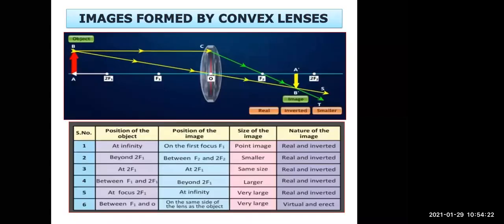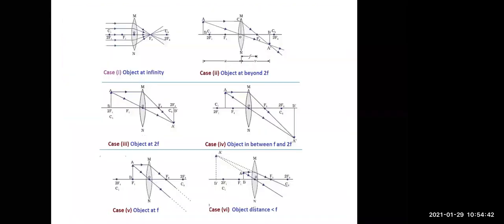Then afterward, the second case: beyond 2F1. Here, if the object is beyond 2F1, then the position of the image will be between F2 and 2F2, the size of the image will be smaller, and the nature of the image will be real and inverted. So let's see how it happens. Now if the object is beyond 2F, then what will happen?